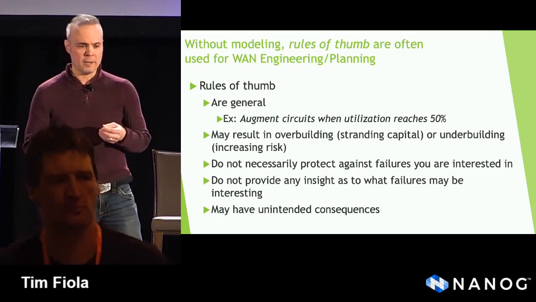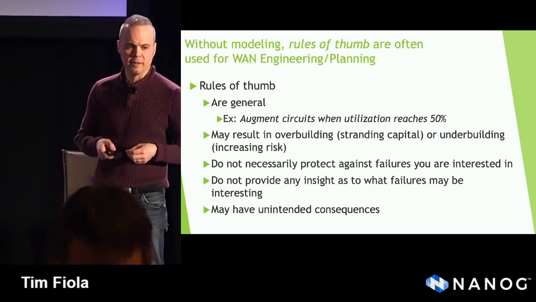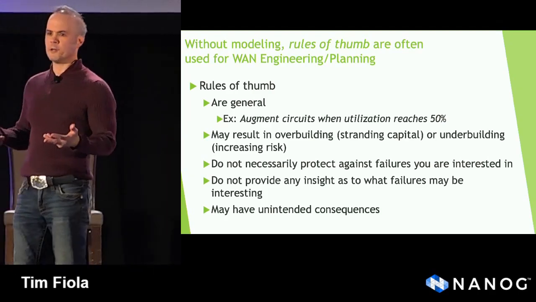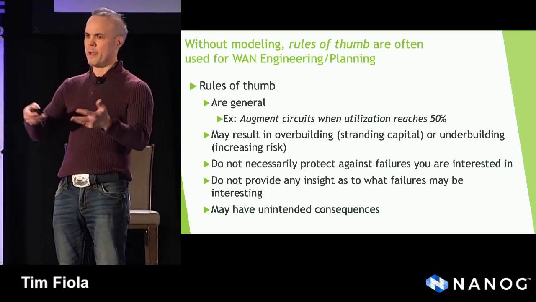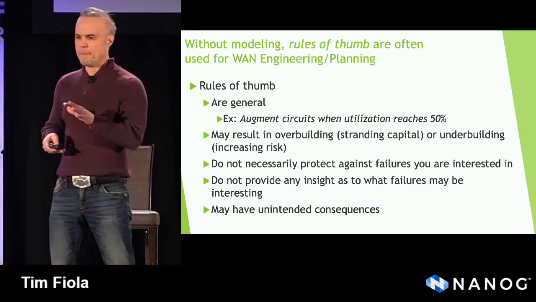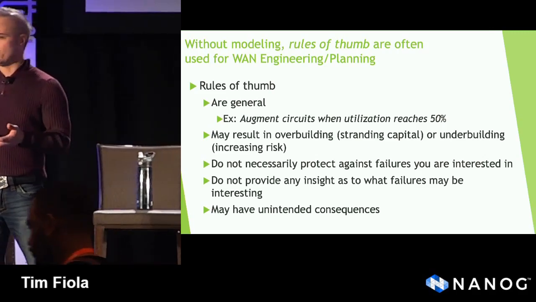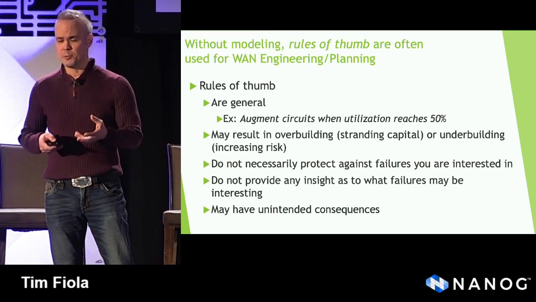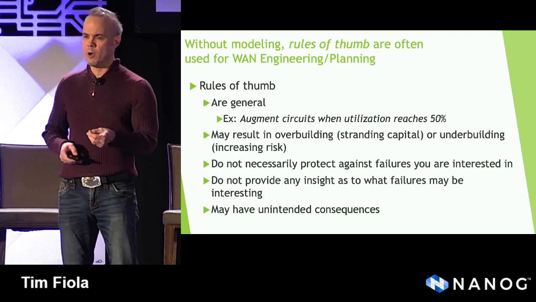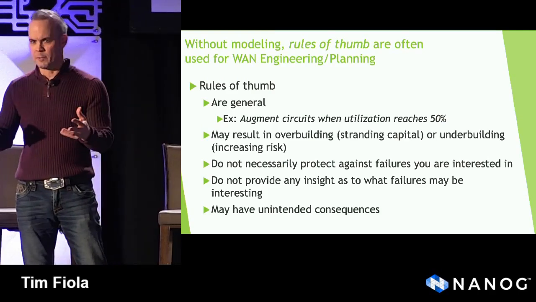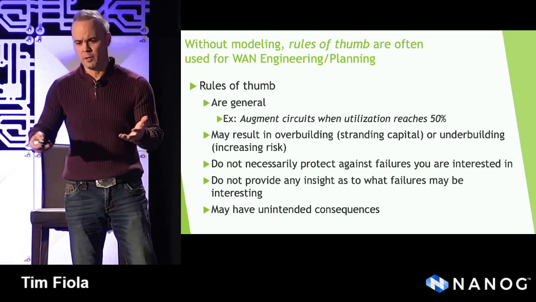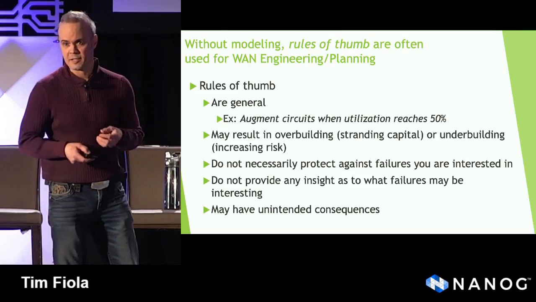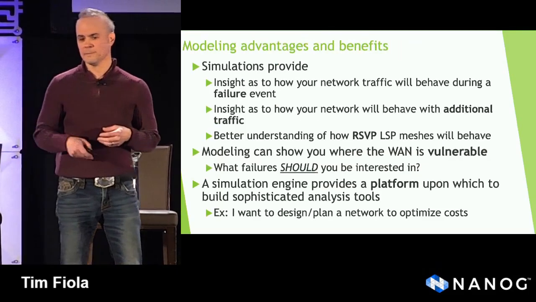So without modeling, rules of thumb are often used for WAN engineering and planning. Rules of thumb are general. One I hear very often is, we augment circuits when they reach 50% capacity automatically. Since it's a general rule, you might be overbuilding or underbuilding based on that policy. General rules don't protect you necessarily against failures you are or should be interested in. They don't help define the problem. It's just a rule you blindly follow. They may have unintended consequences because they are general.